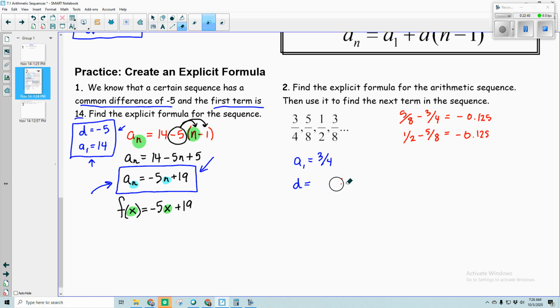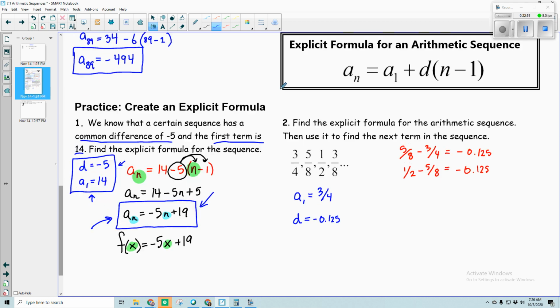Let me write this in blue, actually. And now, all we have left to do to get our explicit formula is plug them in into this right here. So I'll just write A sub n equals 3/4 plus, and then notice the D is negative, so I can just write this as negative 0.125 times n minus 1. I'm actually just going to write this 3/4 as a decimal. Let's just make everything a decimal, so 0.75.